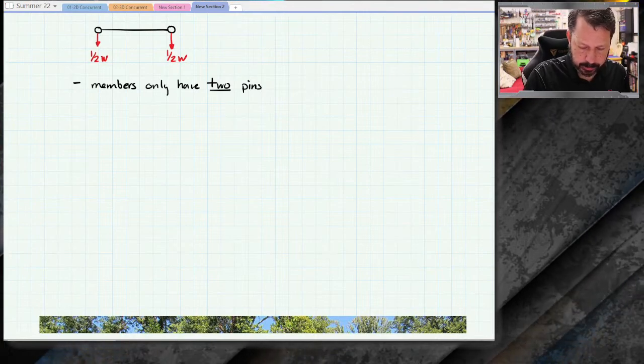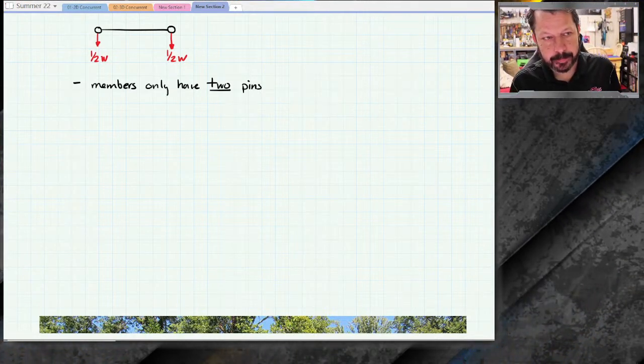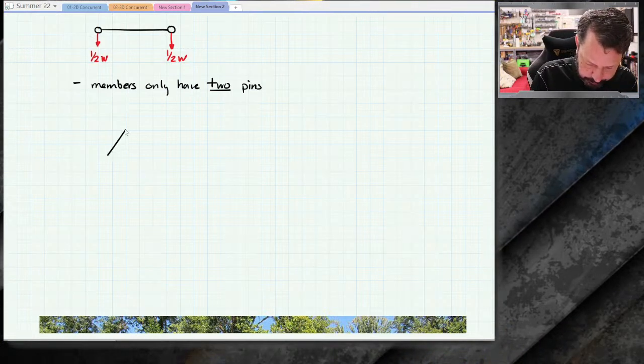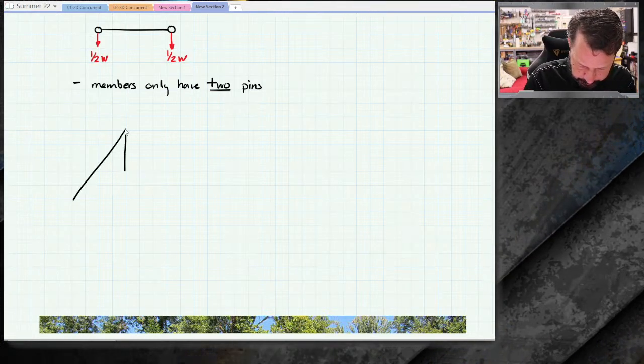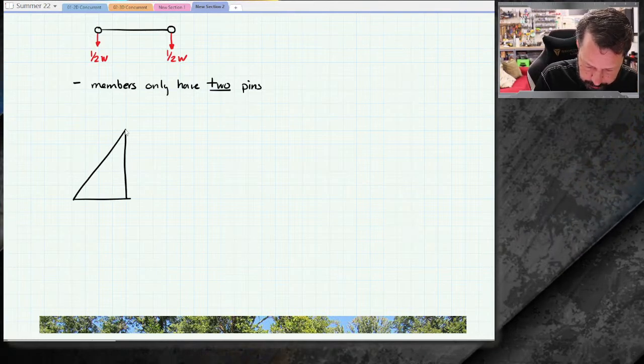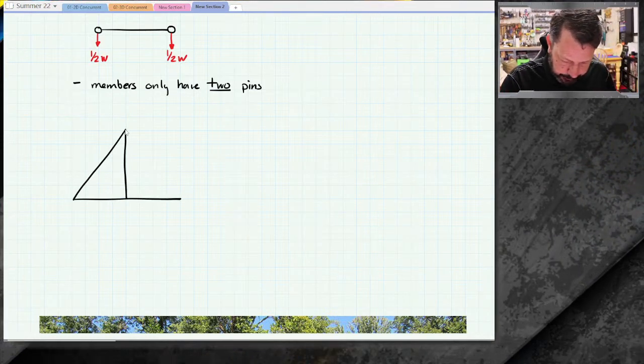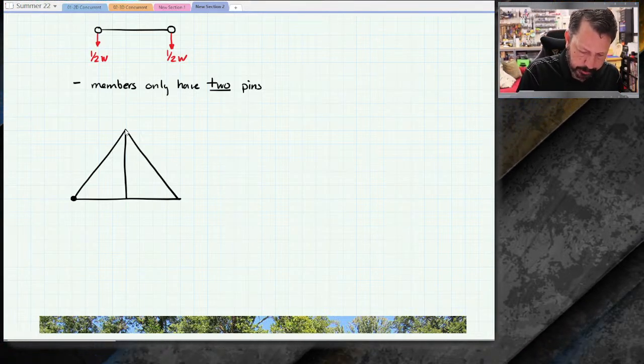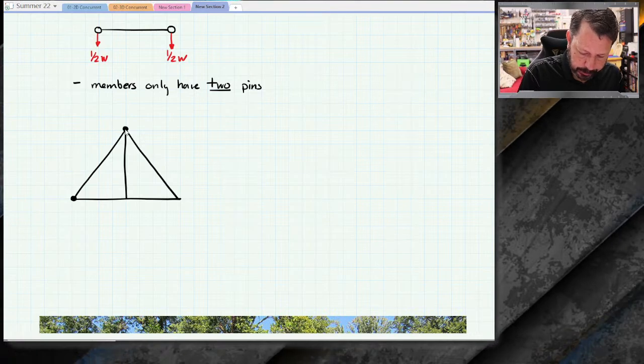And let's make a triangular truss. So this, and this. I'm going to draw circles to show the joints. Those are the frictionless pins.